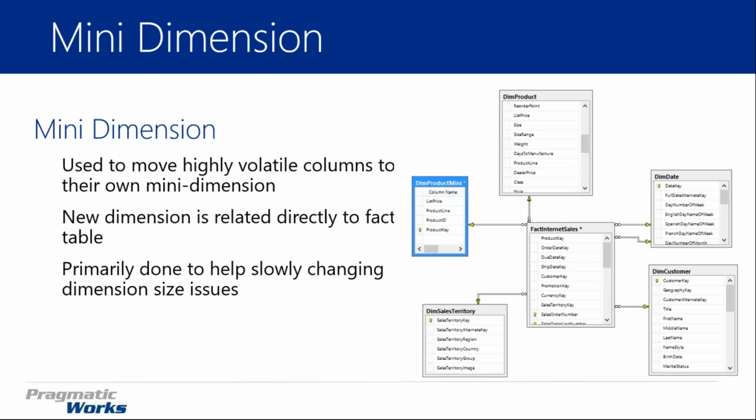The new dimension is not a snowflake of the existing dimension. It's actually a new dimension in and of itself, and it has a direct relationship to the fact table in the middle. This is primarily done, once again, to help with the growing of your slowly changing dimensions, where they grow out of control over time. All right?